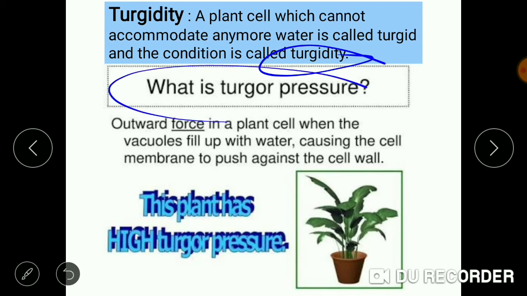Now, what is turgor pressure? The outward force in a plant cell when the vacuole is filled up with water. When the plant cell vacuole is completely filled up with water, the cell membrane pushes against the cell wall due to the turgidity being maintained. This is known as turgor pressure.